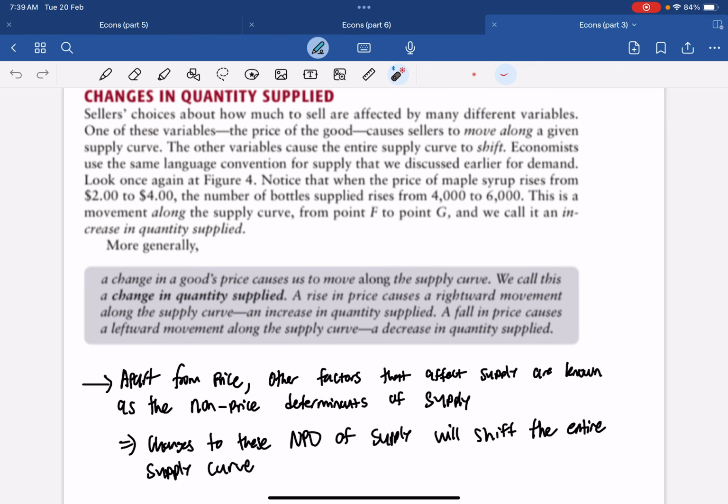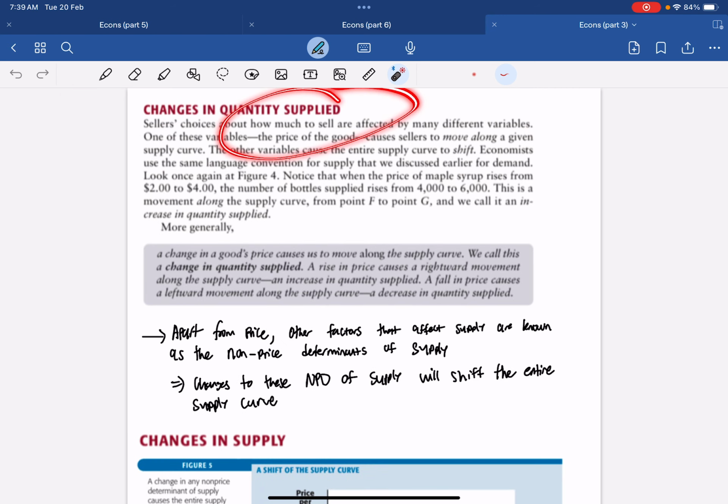Likewise, the same as demand, there will be changes to the quantity supplied which will be influenced by prices. So to move along the supply curve, you need to change your price. A rise in the price will cause a rightwards movement along, so you move up the curve. A decrease in the price, then you move down the curve.